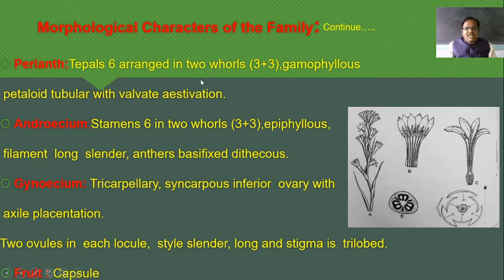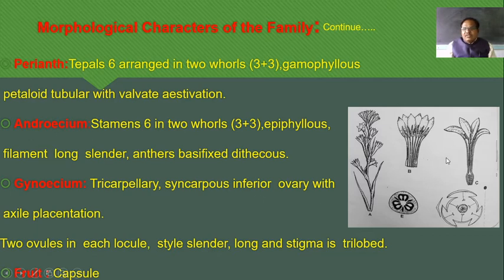6, they are arranged in 2 whorls, 3 plus 3. They are united, pay attention here. Each tepal unites with one another, so they are known as gamophyllous. They are petaloid; they show the nature of petals. So they are petaloid, tubular, with valvate type of aestivation. Pay attention, valvate type of aestivation is found there.